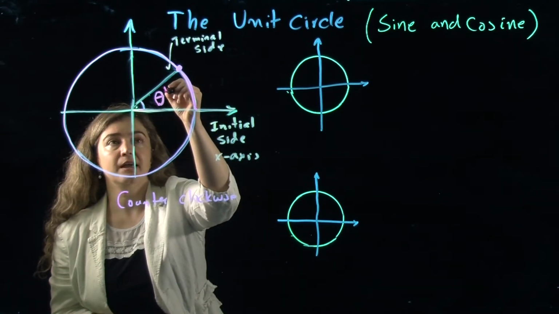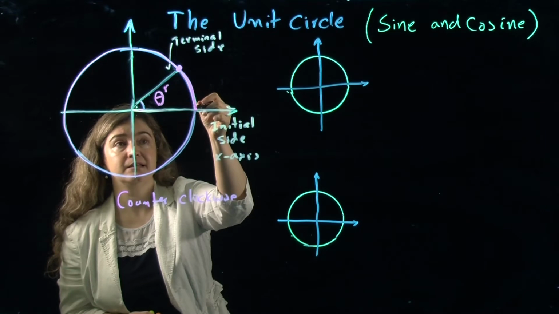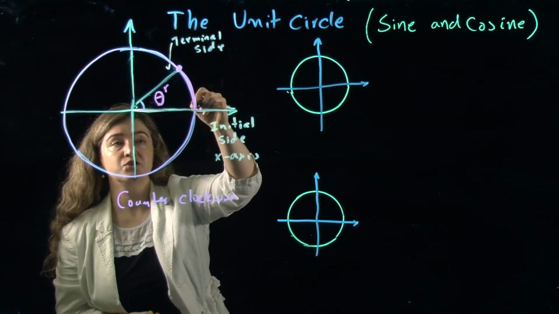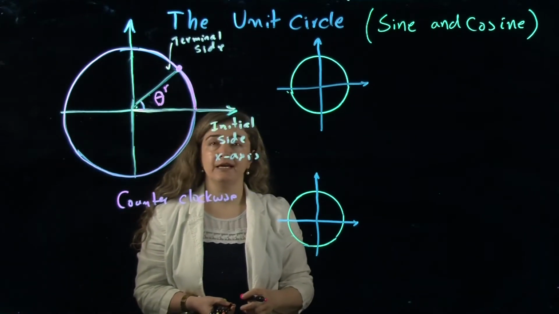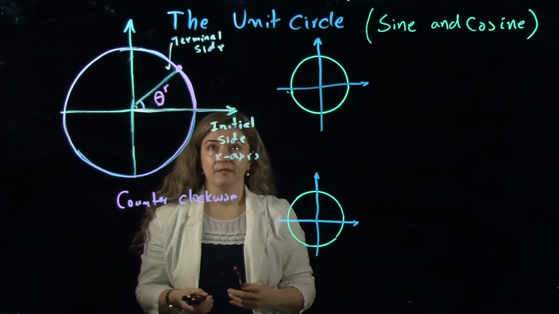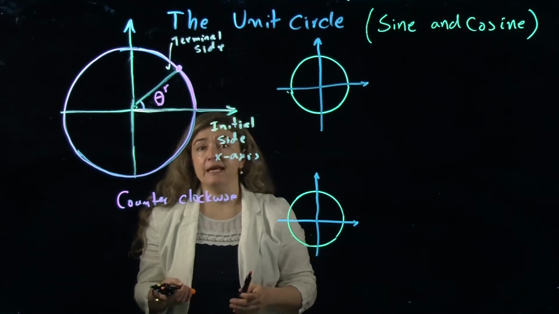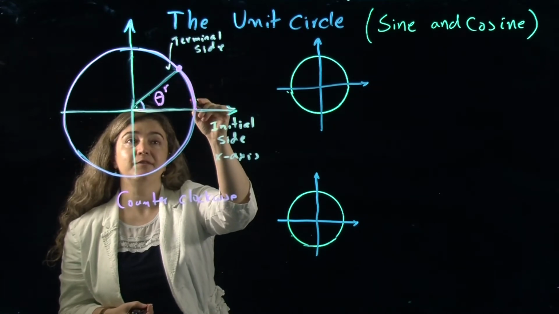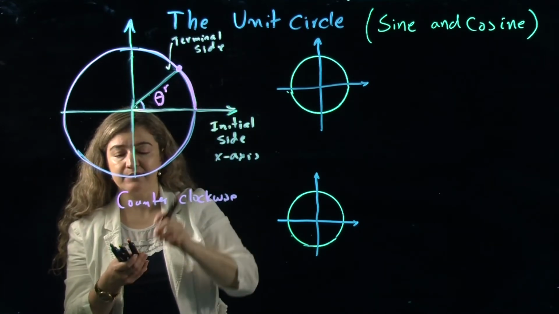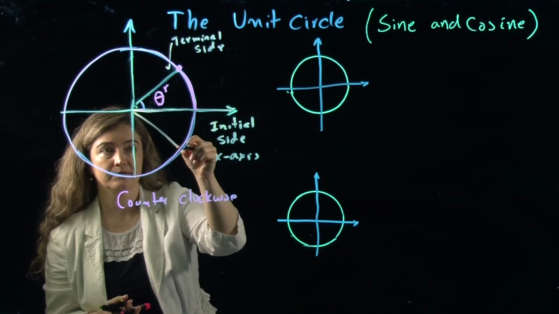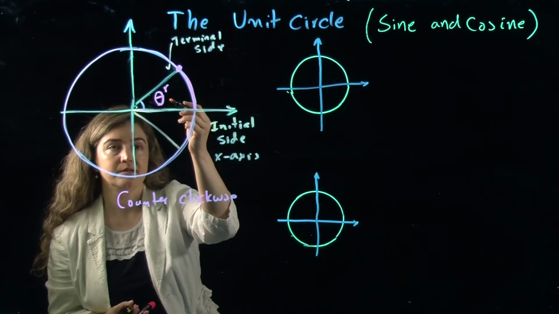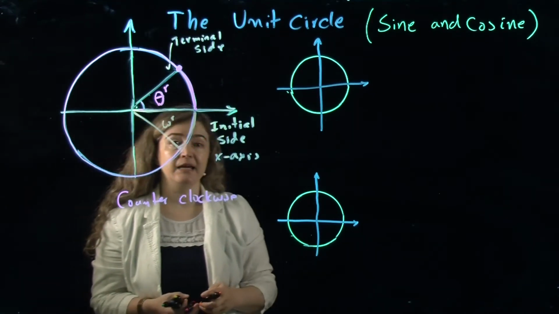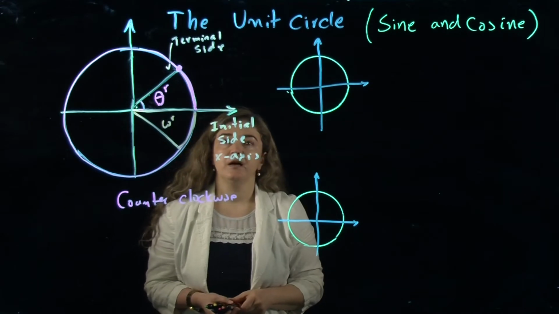So theta in radian is the length on the unit circle traveled from the initial side to the terminal side of the angle. And if it's counterclockwise, it's positive. If it's clockwise, then the value would be negative. So if you have a theta down here, for example, or let's call it omega, this value is the negative of that length.